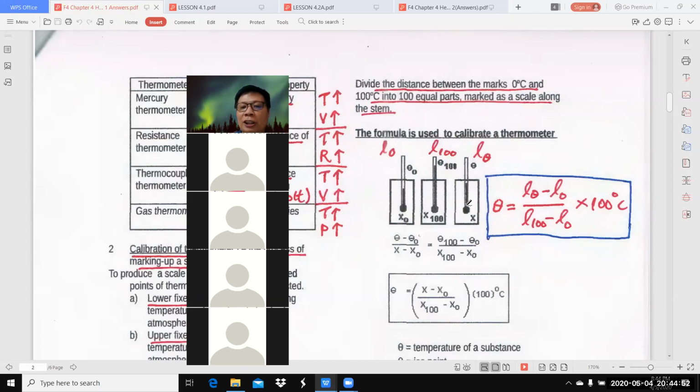Now, in this question, when you want to find the temperature theta, you use this formula: theta equals L theta minus L0, divided by L100 minus L0, times 100 degrees Celsius. This one is very important. Here must be L0. By using this formula, you can find the temperature if given the length. Understand? Okay, copy down this formula.